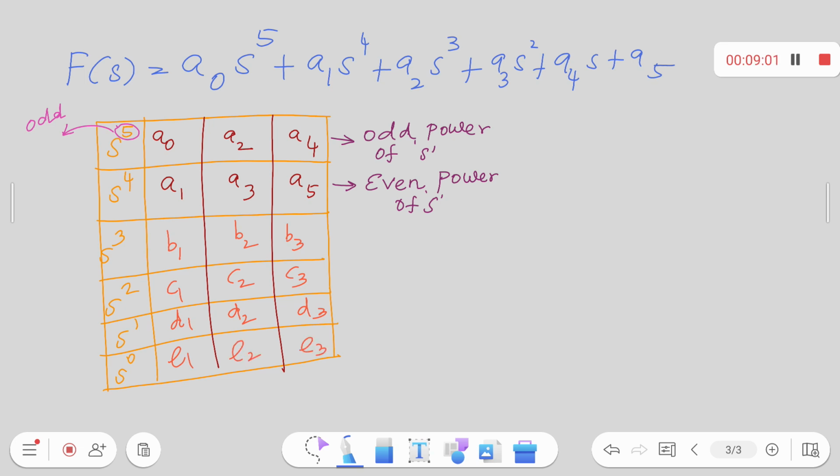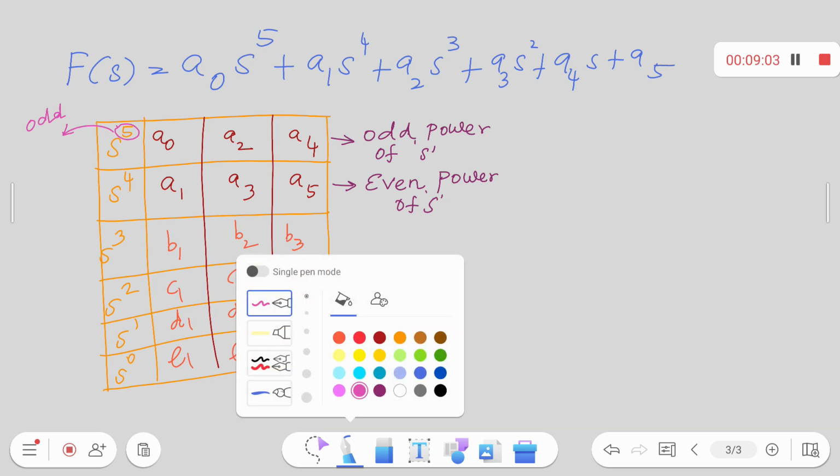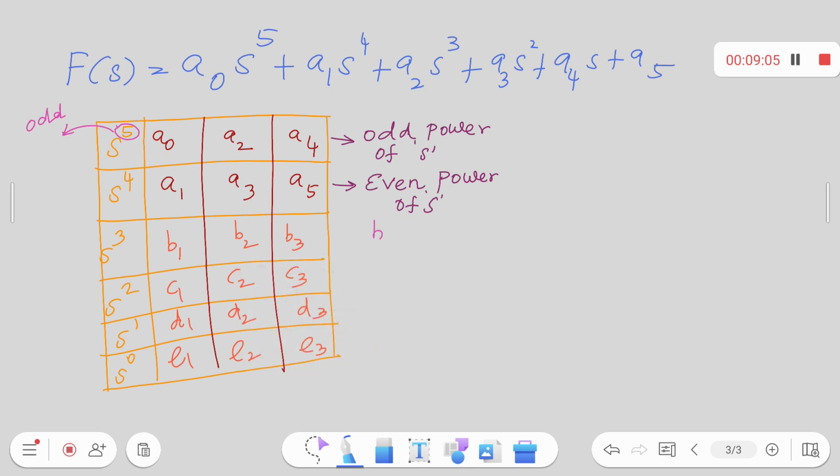Now I will tell you how to calculate this b1. My b1 is a1 a2 minus a0 a3 divided by a1. This is my b1. That means a1 into a2 minus a3 into a0 divided by the immediate first coefficient above the row, that is a1, that is b1.